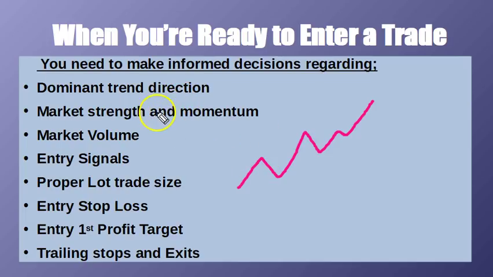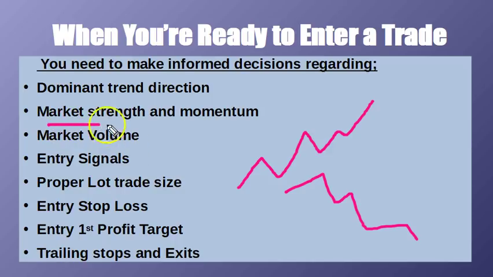This is important. When you're ready to actually enter a trade, you want to trade in the dominant trend direction. So if you're in an uptrend, you want to take buy trades. If you're in a downtrend, you want to take sell trades.